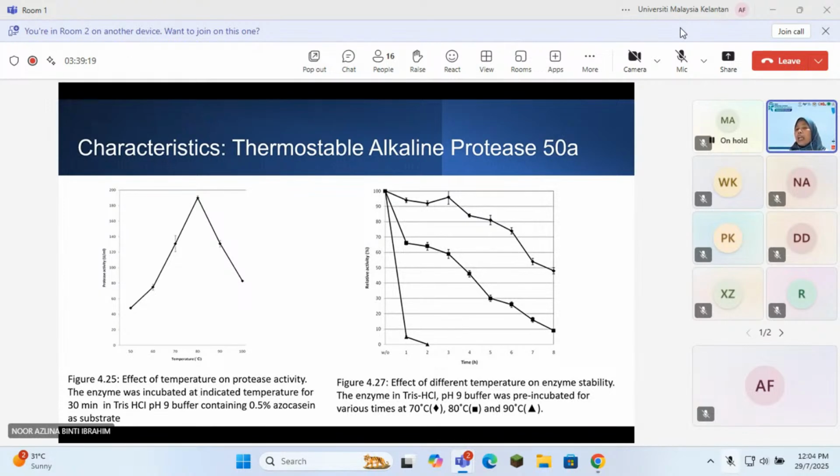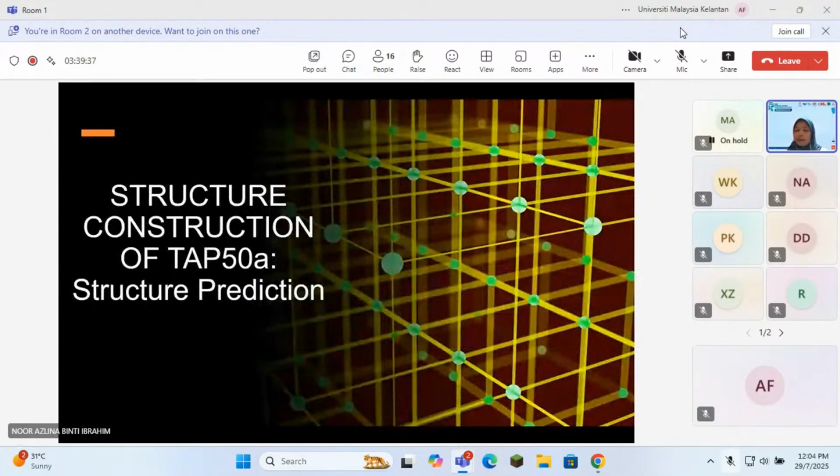Today I didn't focus on the thermostability, but this shows that my enzyme, serine protease 50A, can be categorized as a thermostable enzyme. Okay, we move to the main point, which is the construction of the structure of the protease enzyme. I call it STAP50A.